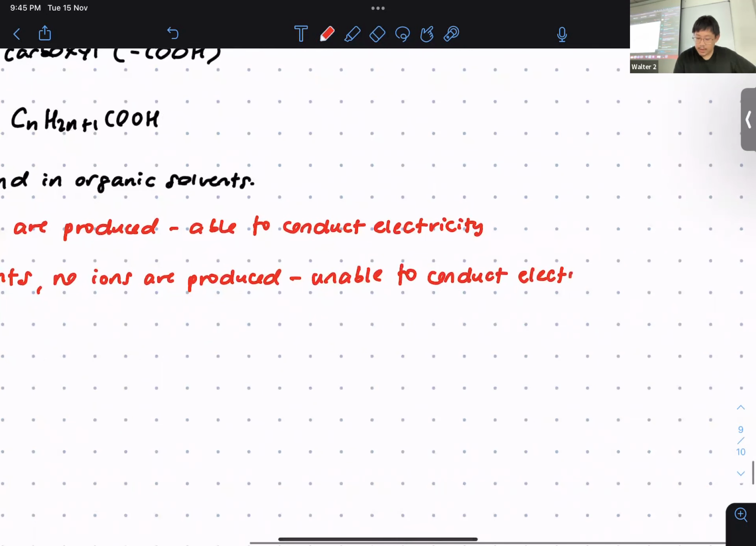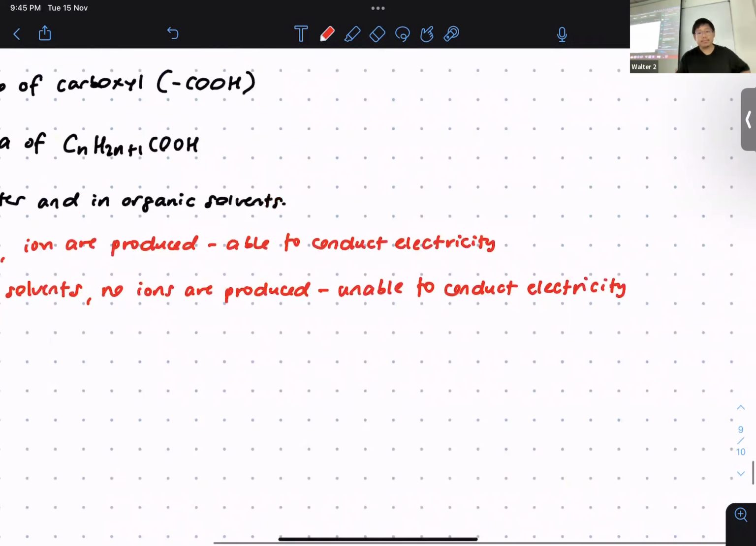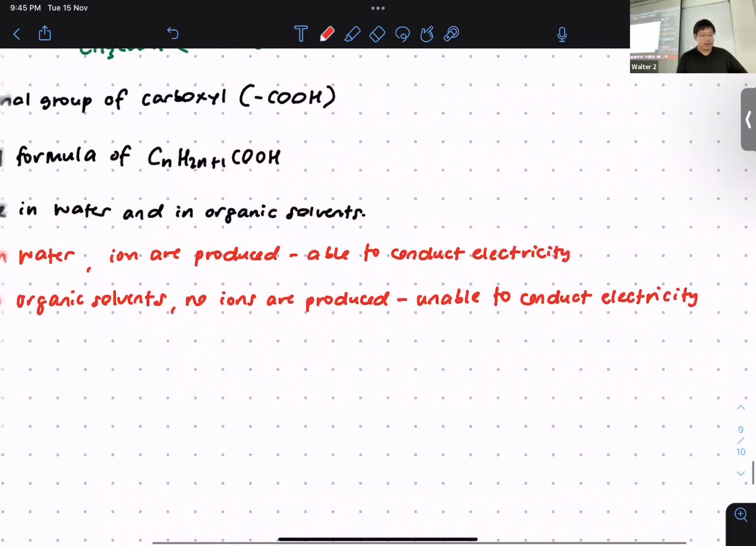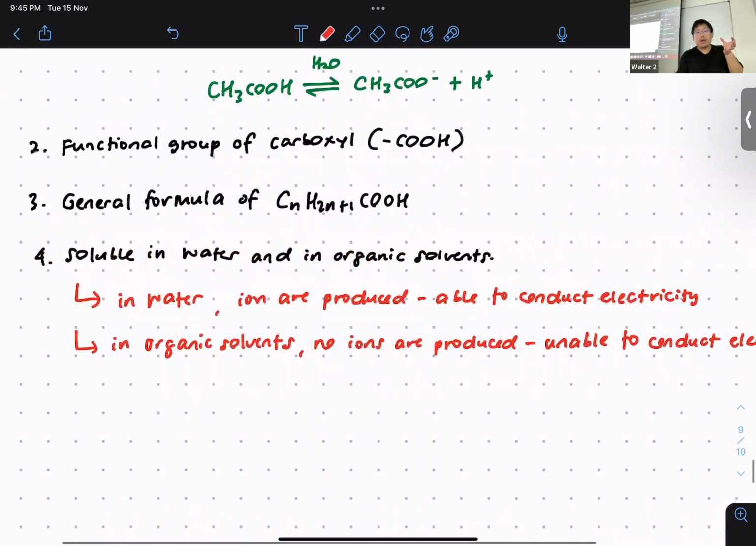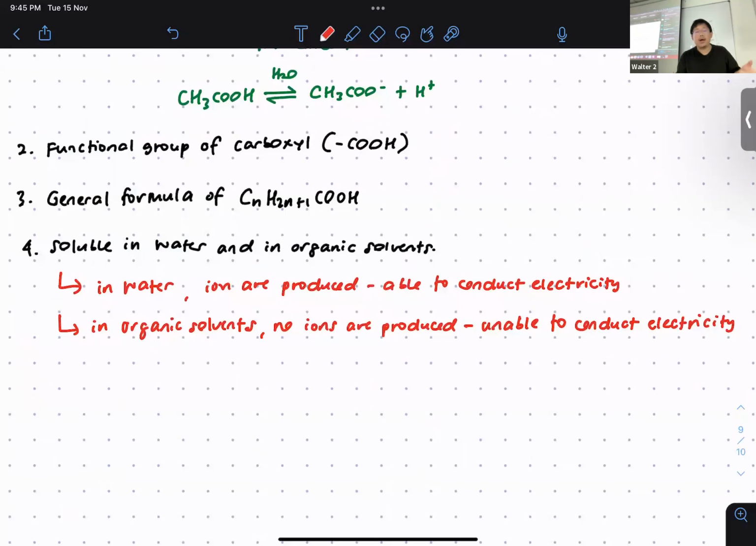So that is the idea behind it, because sometimes we get very confused about whether they can actually conduct electricity or not. It depends on which situation. Did they dissolve in water or not? If they did not dissolve in water, then of course they cannot, because there are no ions present. But once you dissolve in water, they dissociate to produce ions. For example, ethanoic acid can dissolve in water to produce hydrogen ions and also ethanoate ions, so they can conduct electricity and carry electrical charges.